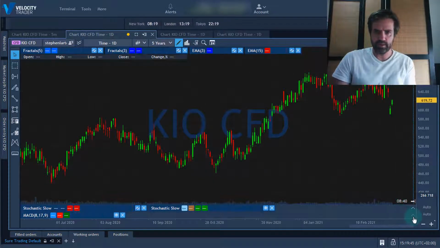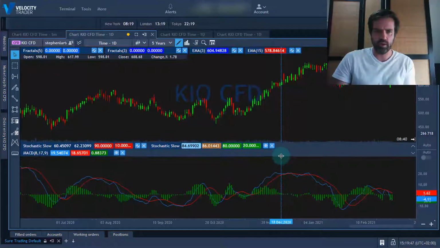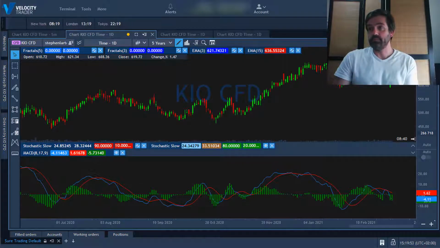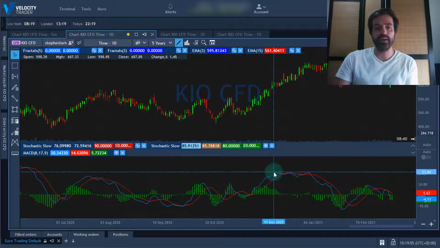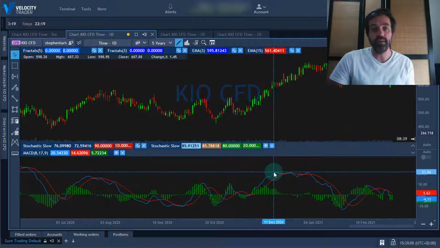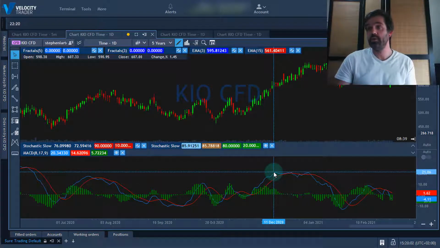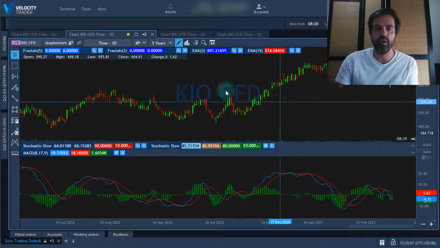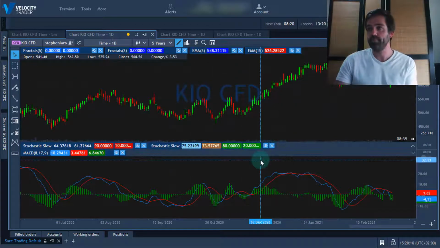So the MACD indicator is a slightly more complicated indicator, but we don't really need to worry about the details of how it's all calculated. So MACD doesn't stand for McDonald's, it stands for Moving Average Convergence Divergence. And it's a trend following indicator that shows the relationship between 2 moving averages of the price.